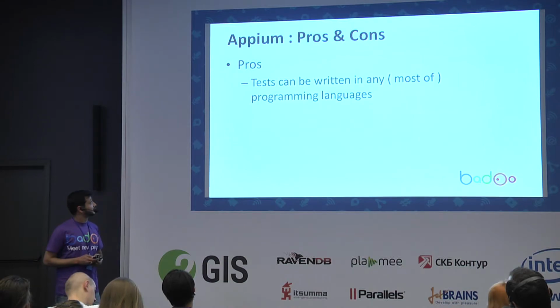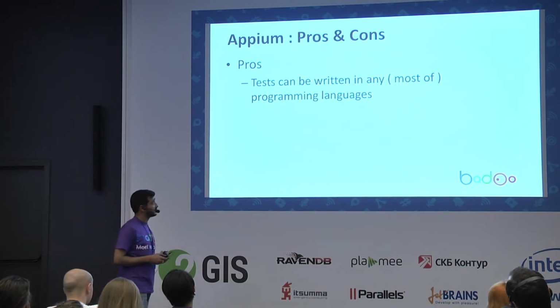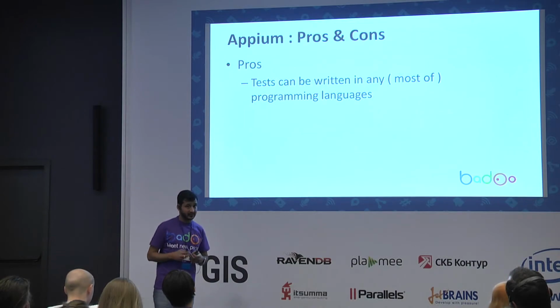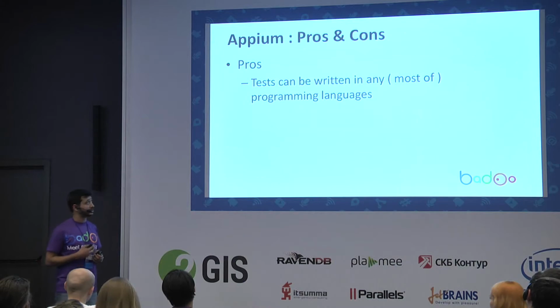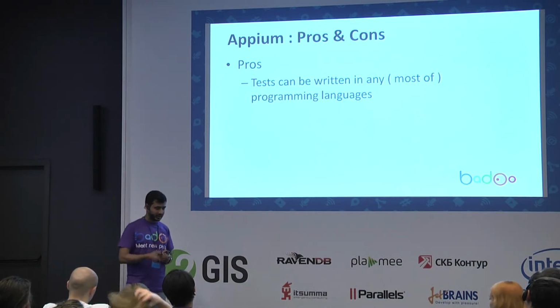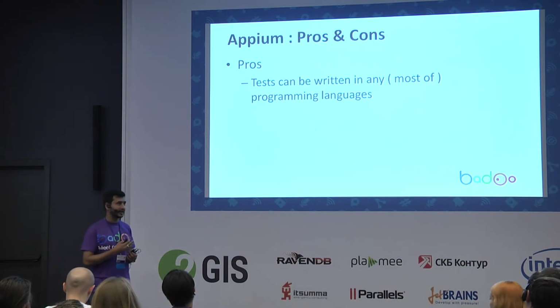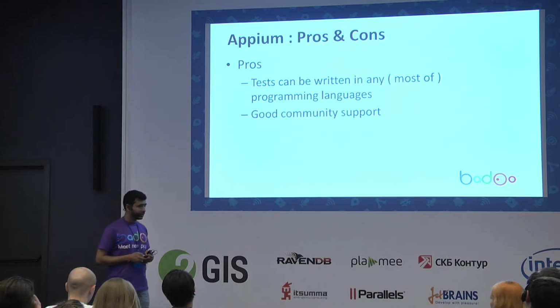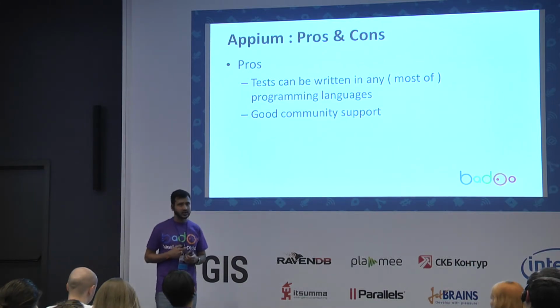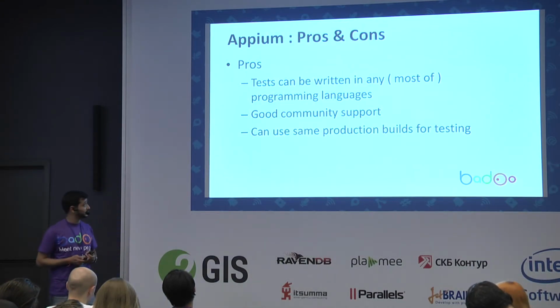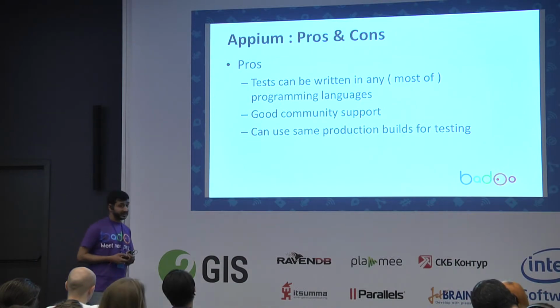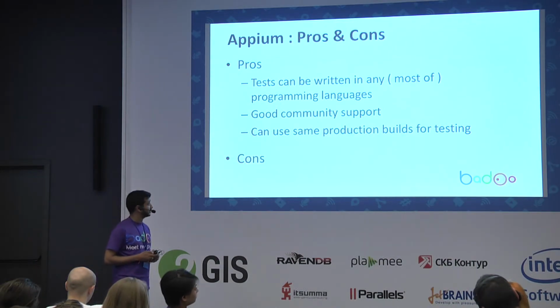The main advantage with Appium is the language freedom. You can write in any language you want. Most languages are supported because it listens for HTTP commands, so you can write in any language and interact with Appium. It has very good, active community support. If you have any issues with Appium, they will answer you and they will fix the issues. And you can use the same production builds for testing, which is one of the Appium philosophies.